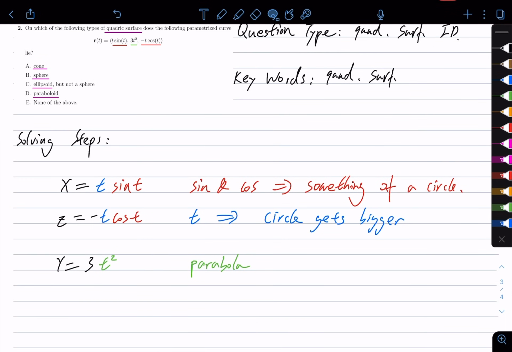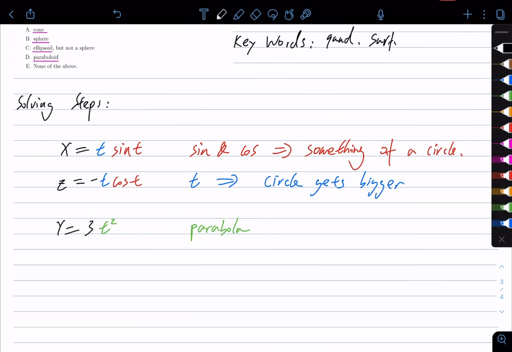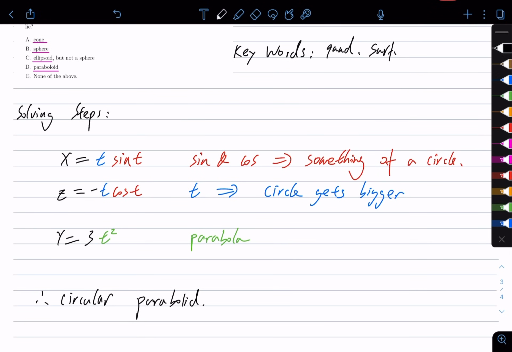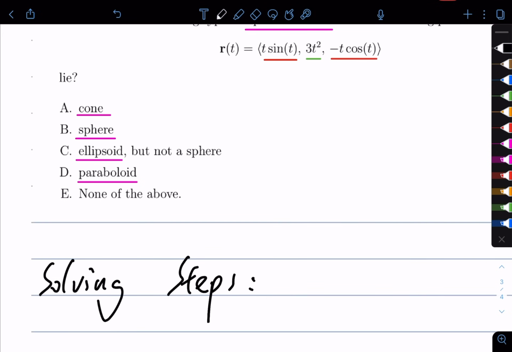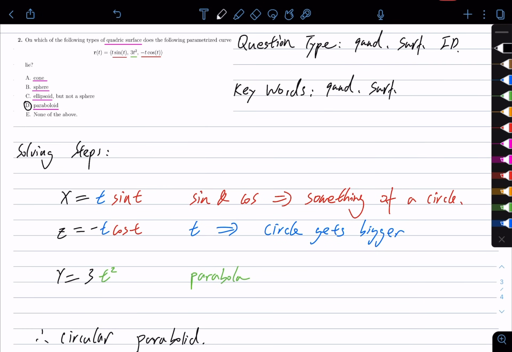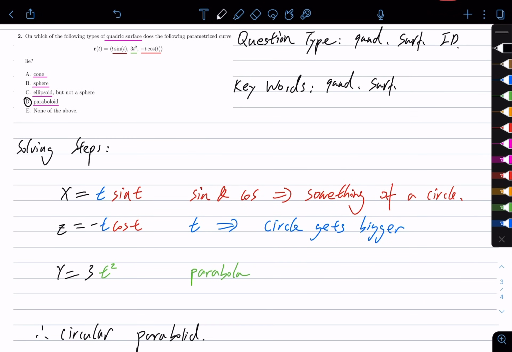By recalling the knowledge of quadric surfaces, you can easily tell that this is a circular paraboloid. Well, does circular or elliptical paraboloid even matter? Well, it doesn't, right? Because the answer choices only ask you for a paraboloid. So the correct answer of the second question is D, paraboloid.